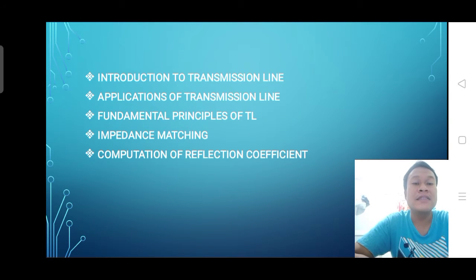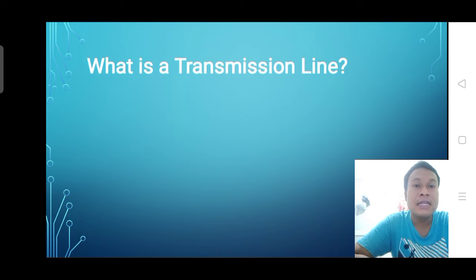The contents of this presentation are Introduction to Transmission Line, Applications of Transmission Line, Fundamental Principles of Transmission Line, Impedance Matching, and Computation of Reflection Coefficient. So, let's get started. What is a transmission line?